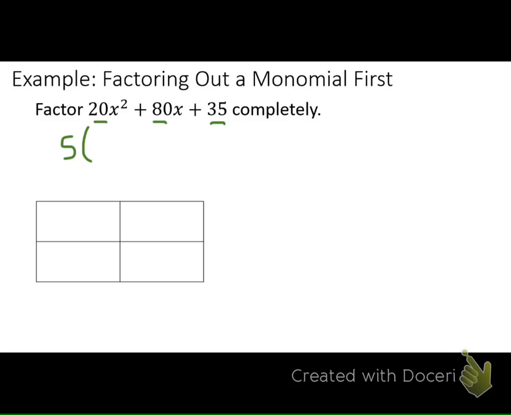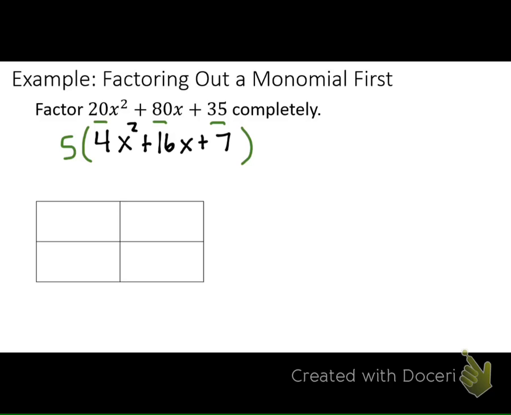So I'm going to factor out a monomial of 5. And then I will only use the numbers in black that are left over in my boxes. So 20 divided by 5 is 4. So I have 4x squared. Plus, how many times does 5 go into 80? Well, go through and divide, and you get that it's 16, and I have x. And then I have a plus. 35 divided by my 5 is a 7.